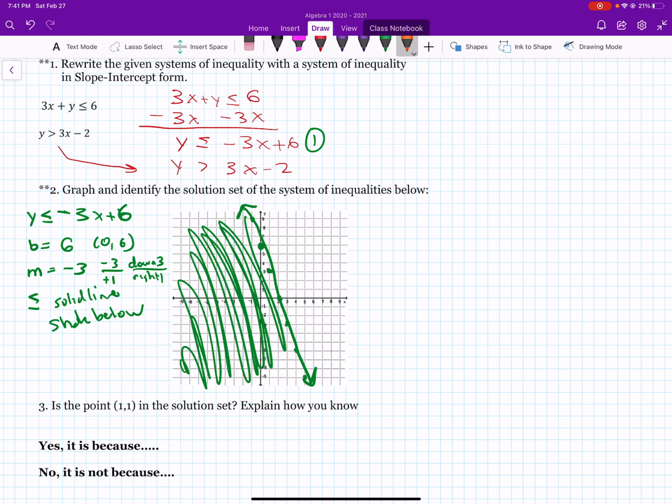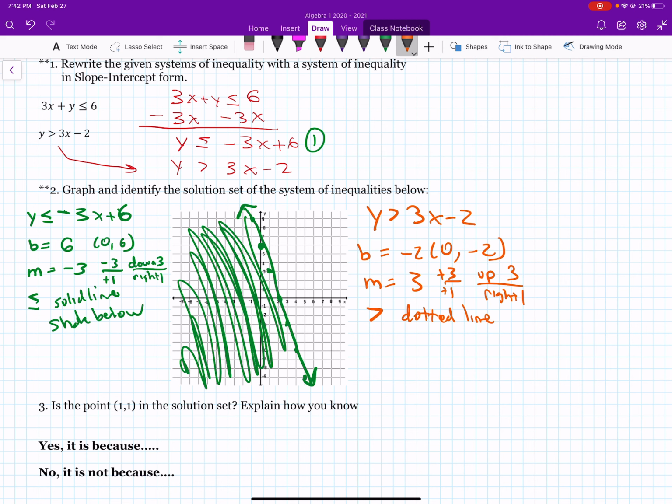Next up, let's use the other inequality. y is greater than 3x minus 2. Again, what's our b value, m value, and the inequality? Our b value is negative 2, which is the point (0, negative 2). Our m value is 3, which is 3 over 1, so positive 3 over positive 1. So up 3, right 1. And our inequality is just greater than, so it's going to be a dotted line. Shade above.